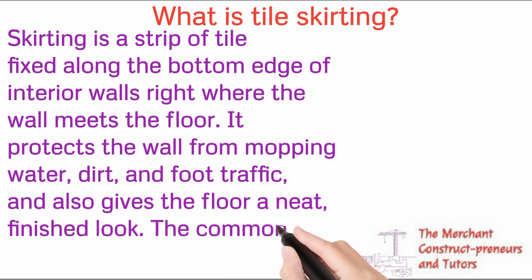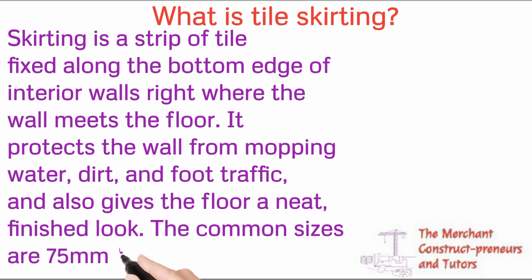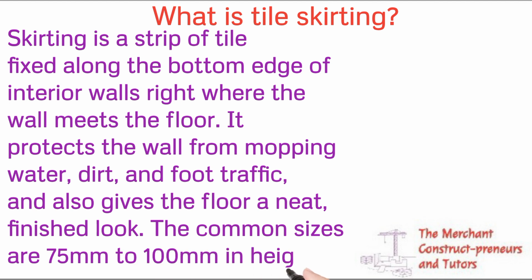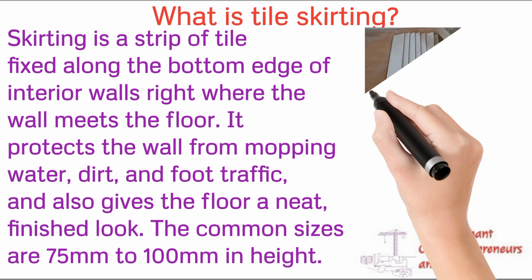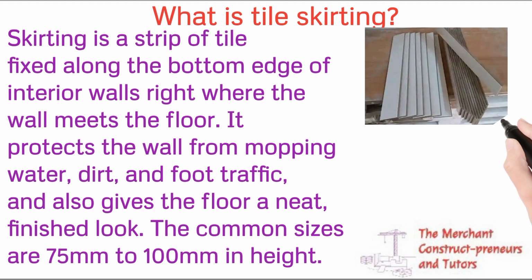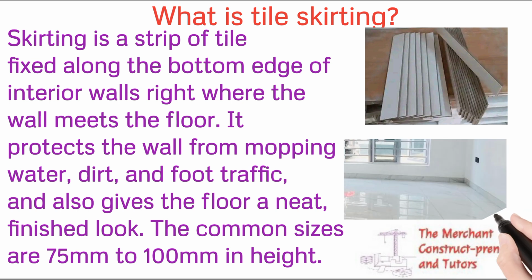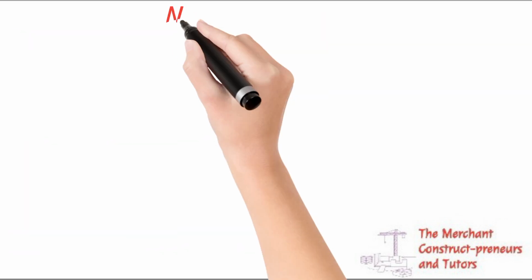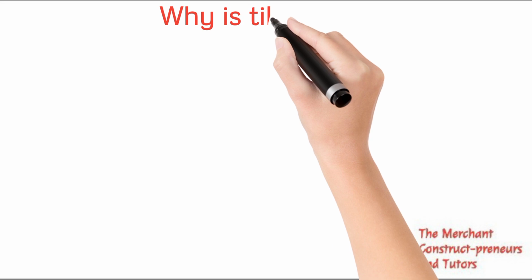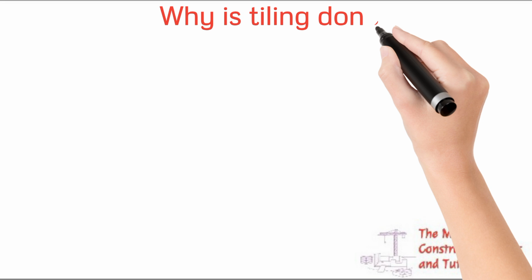So it protects the wall from mopping water, dirt, and foot traffic, and also gives the floor a neat finished look. And then the common sizes are between 75 and 100 mm in height, right? So we will look at images of what a tile skirting is, so we'll be able to understand fully what it is. Look at this, this is a tile that has been cut into different sizes, and then look at the strip along the wall. Can you see the tile, just that strip? So that is what a skirting is.